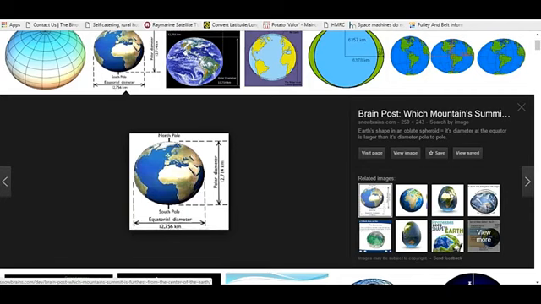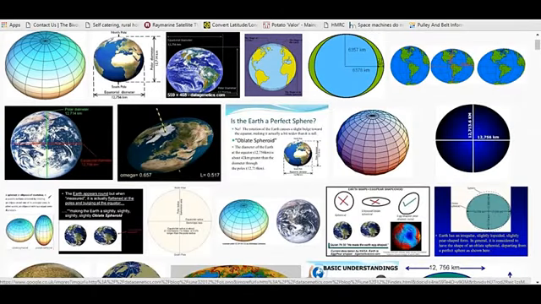The equatorial diameter is 12,756 kilometers, and the polar diameter is 12,714 kilometers. So all of these pictures, this one, this one, this one, and this one, they all have the same distances. So I'm going to go ahead and assume that that is the accepted size of the Earth.